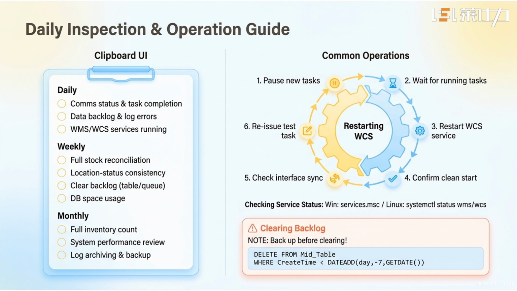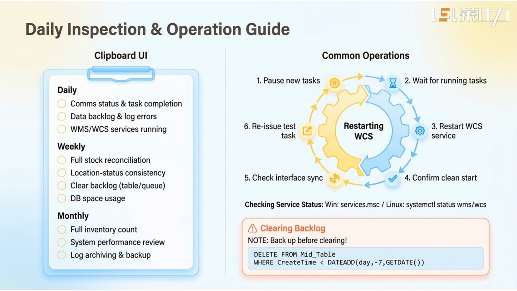Daily inspection is key to preventing problems. Each shift, check the comms status and task completion rate, whether interface data is backing up, whether the system log shows errors, and that the services are running. Weekly, do stock reconciliation and location status checks. Monthly, do a full count, a performance review, and log backup.